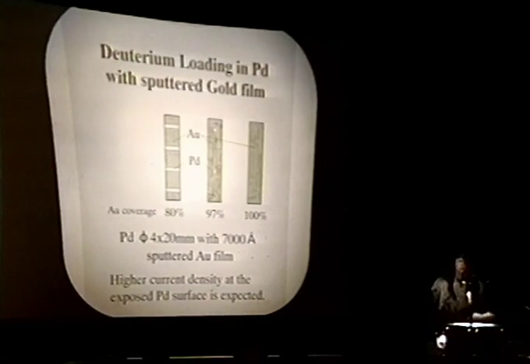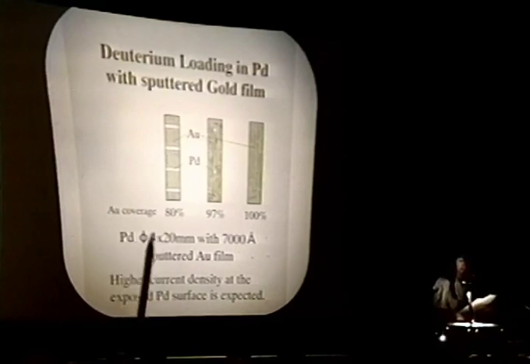Next, I'd like to talk about deuterium loading in palladium with sputtered gold film. Gold is electrochemically less active than palladium. So, when most of the palladium surface is covered by gold film, current density on the exposed palladium surface could be raised substantially, and this could lead to higher deuterium loading.